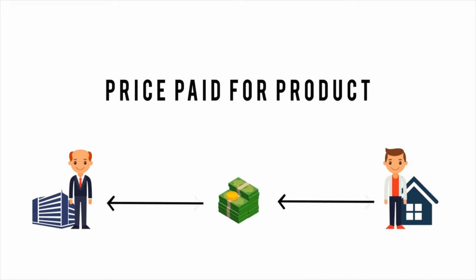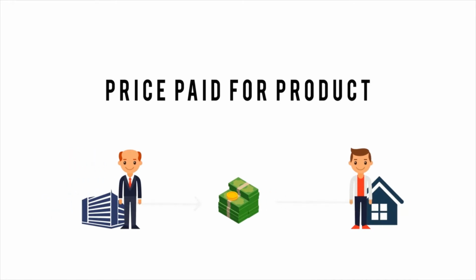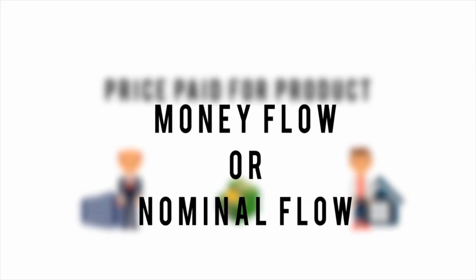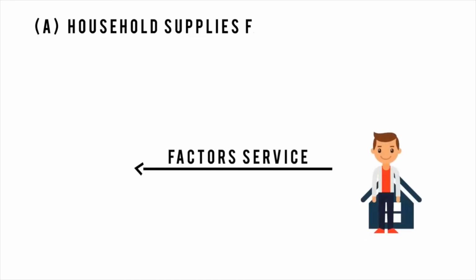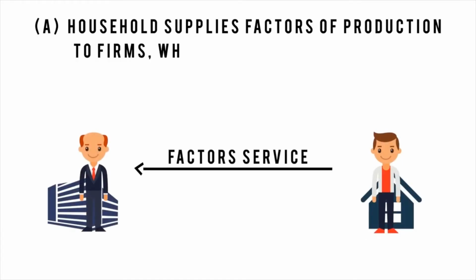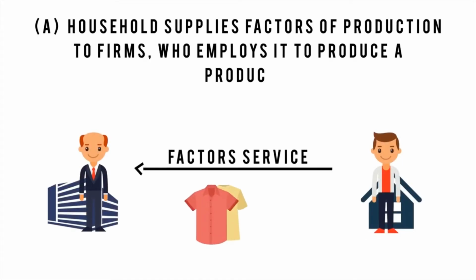Also, the flow of factor income from firms to households as reward for their factor services, and expenditure made by households on purchase of goods and services, due to which money flows back to the firm, is termed as money flows, or nominal flow. This explains the circular flow of income, where a household supplies factors of production to the firm, who employs it to produce a product.